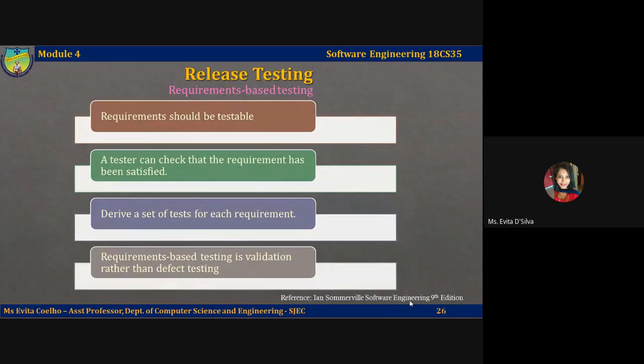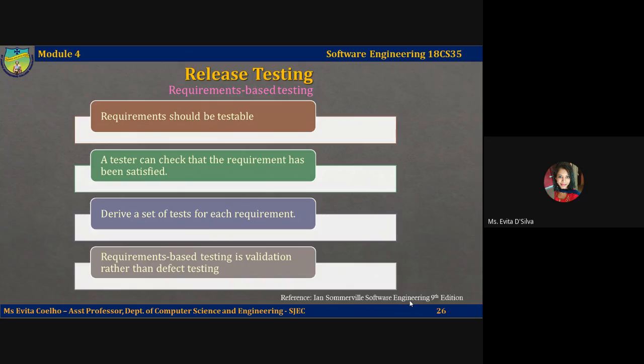Let's now talk about requirements based testing. A general principle of good requirements engineering practice is that requirements should be testable. That is, the requirement should be written such that a test can be designed for that requirement. A tester can then check that the requirement has been satisfied. Requirements based testing, therefore, is a systematic approach to test case design where you consider each requirement and derive a set of tests for the requirement.